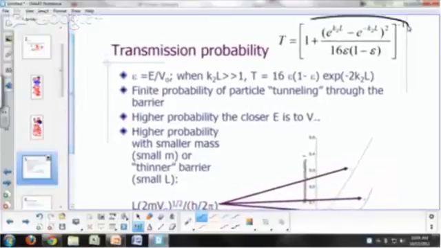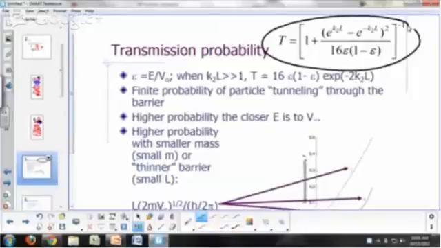You can find that the transmission probability is equal to 1 plus this expression right here, e to the k2 L minus e to the negative k2 L, the whole thing squared, divided by 16 epsilon times 1 minus epsilon, and then you have to take the reciprocal of that expression. Okay, so that's kind of a lengthy algebraic derivation. You should be able to Google that. There are 3 or 4 websites that show that derivation to you, so you can look it up. Now this epsilon, it's probably not going to give you this actual expression right here. This is the one from your textbook.